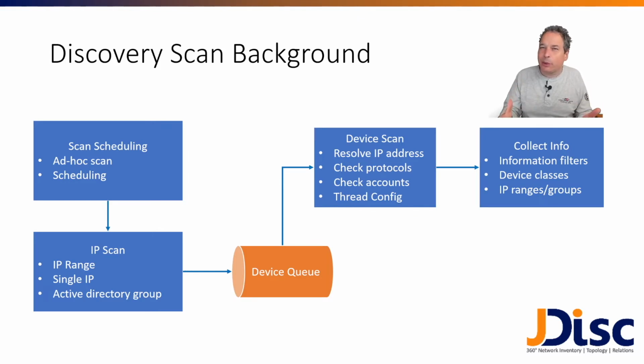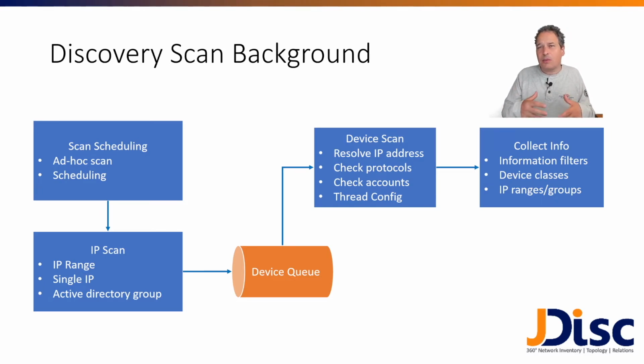What kind of information it will collect depends on what you configure. You can configure information filters, so you limit what information you collect or how much. You can limit it to certain device classes. Suppose you don't want to collect information about printers or about network devices. You can exclude them or include them correspondingly.